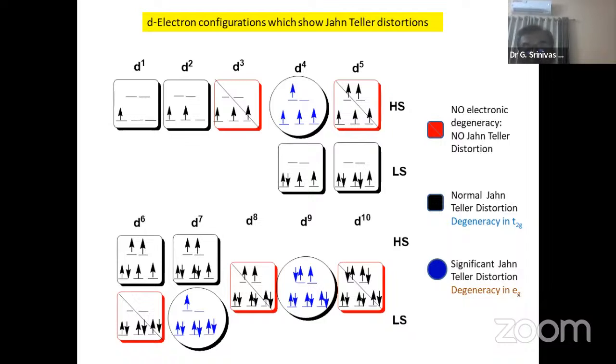D3, D8, D10 in any complex, that is high spin or low spin complex, there is no electronic degeneracy, no Jahn-Teller distortion in D3, D8 and D10.